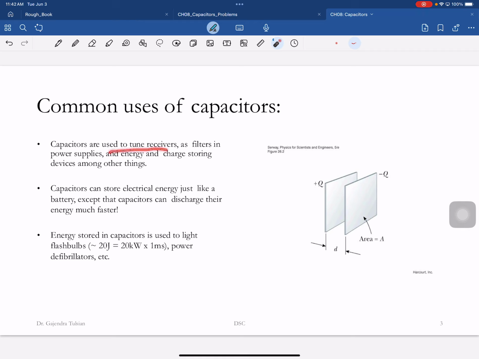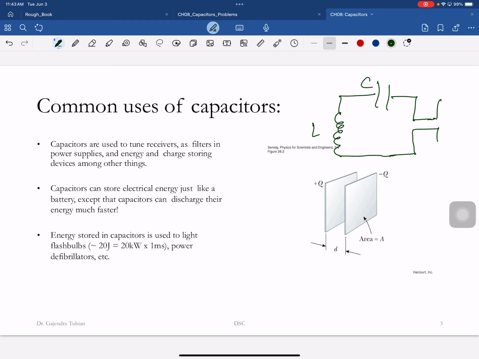Capacitors are used to tune receivers. So in every tuning circuit, do you guys use a tuning circuit? I don't know what that is. Okay, here it is. So you haven't learned about inductors yet, which you'll learn a couple of chapters down. Here is an antenna. There's a capacitor, and there's the inductor. The inductance is L, the capacitance is C.